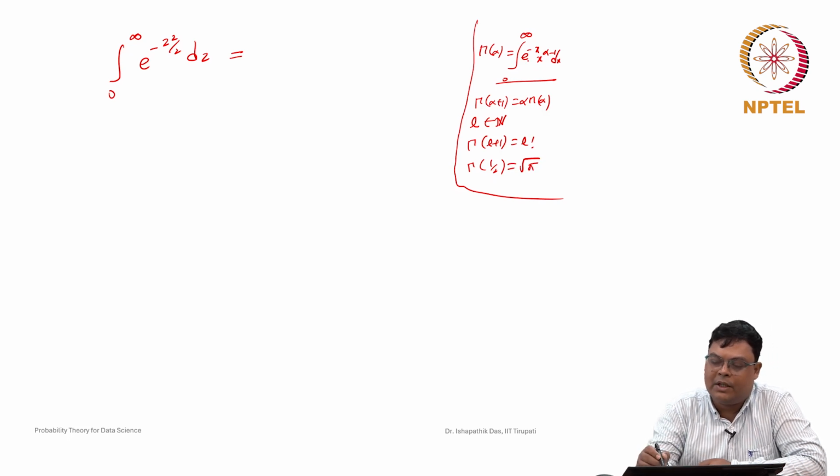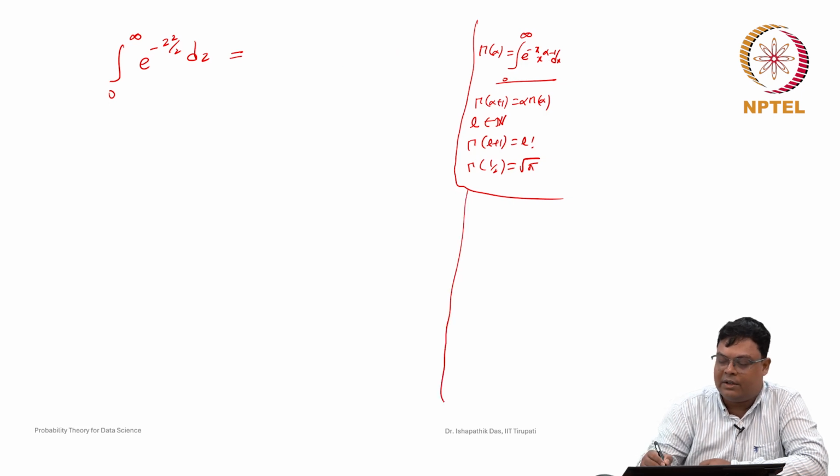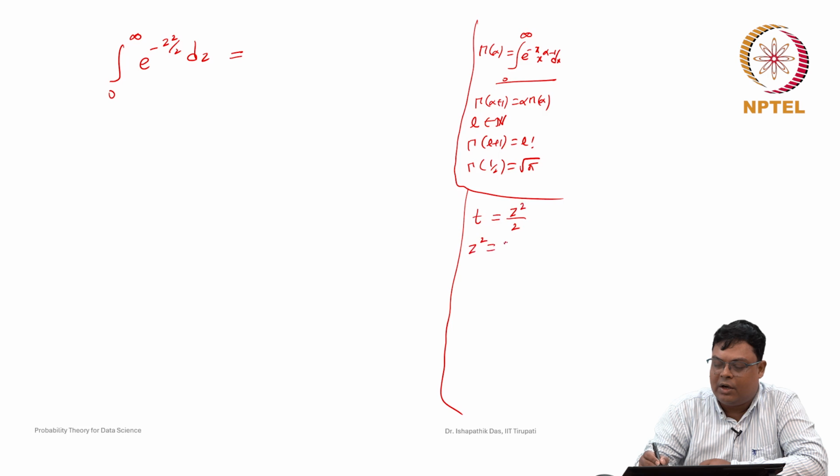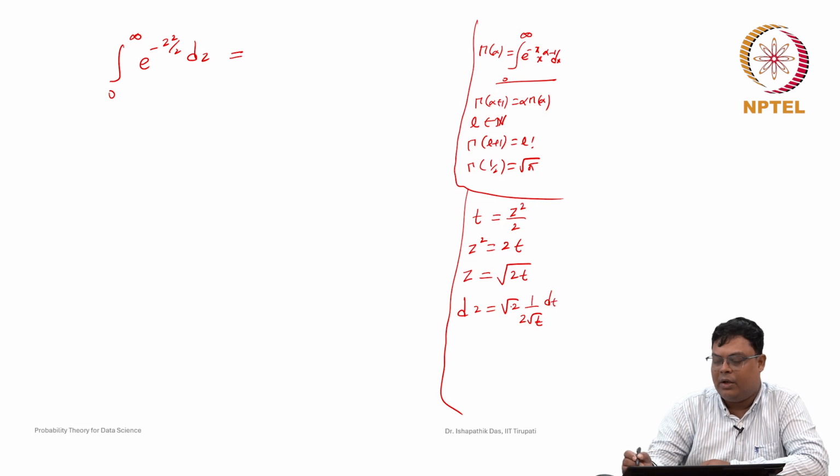To get the gamma function, the e to the power of minus x form is needed, so we will take a transformation. For e to the power of minus z square by 2, we take t equal to z square by 2. Then z square is equal to 2t. Because z is positive here, from 0 to infinity, z is equal to root over 2t, and dz is equal to root 2 times 1 by 2 root t dt, since the derivative has power 1 by 2 minus 1. Now for the limits: whenever z goes to 0, t goes to 0, and whenever z goes to infinity, t goes to infinity.